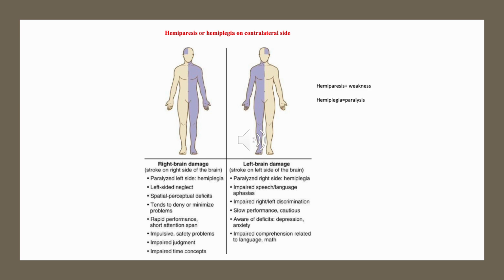Whereas with left-sided brain damage, the stroke is on the left side of the brain, they're going to have contralateral weakness or paralysis, so that's hemiplegia on the right side or hemiparesis on the right side of the body. They'll have impaired speech and language, so they'll have the aphasias, Wernicke's and Broca's, so make sure you know the difference. They're going to have impaired right-left discrimination. They are slow and cautious, and they also get very frustrated, so they have a feeling of powerlessness. They know their deficits. That's why they get anxiety and depression.